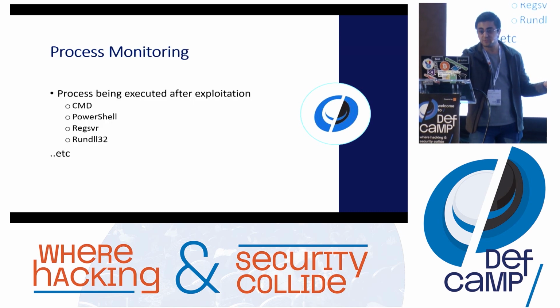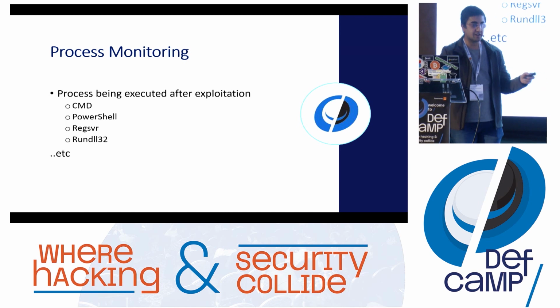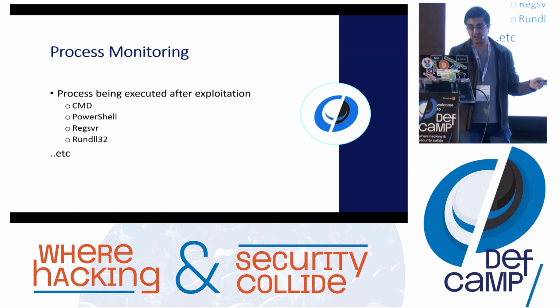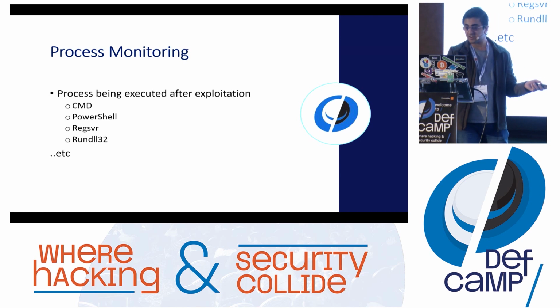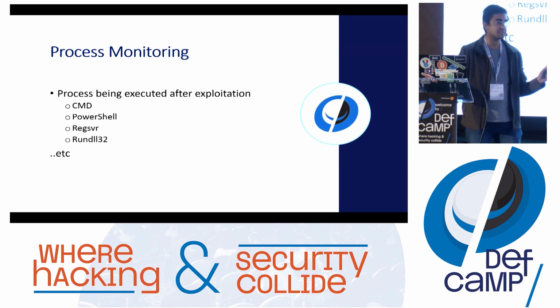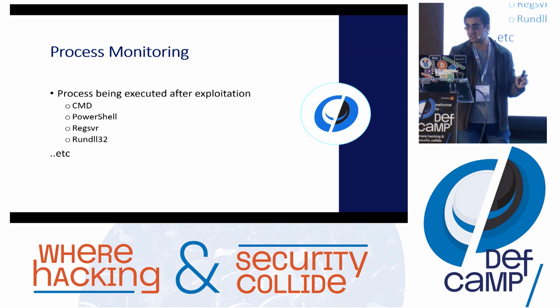So these are some of the major processes that, if a Windows-based system is exploited, a hacker can use to gain further privilege, like CMD, PowerShell, RegSvr32, and rundll32. Or you can monitor any process if you want, but these are the major processes. So I am focusing on those processes.